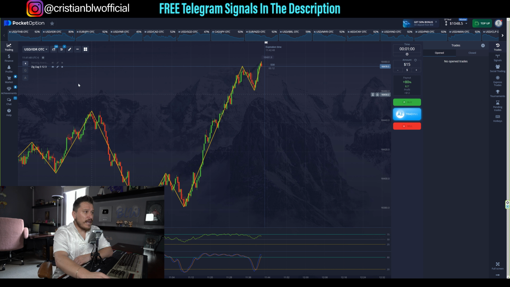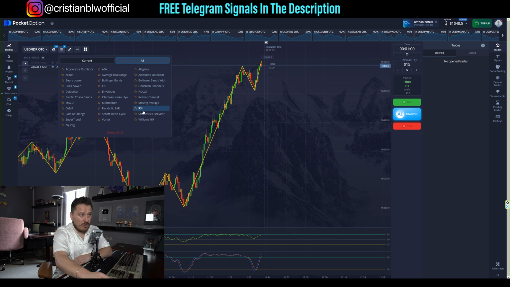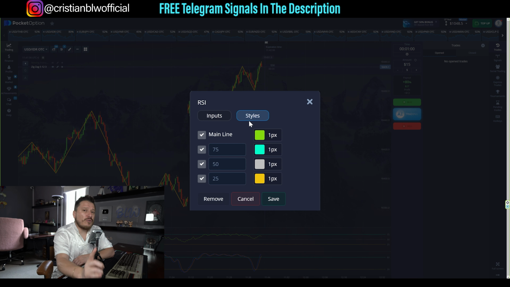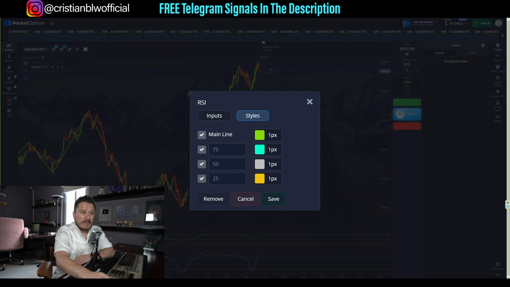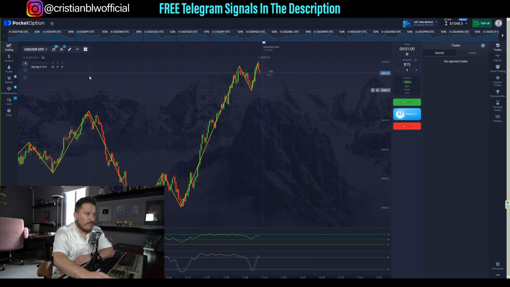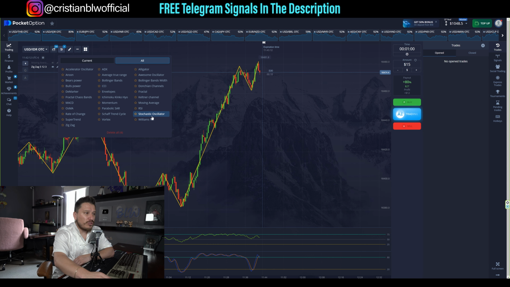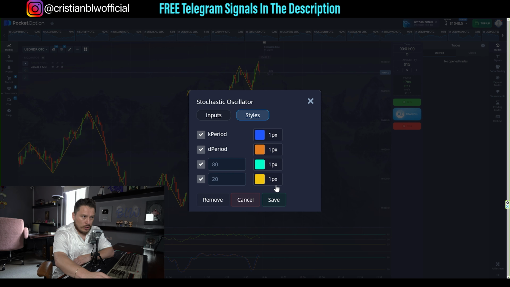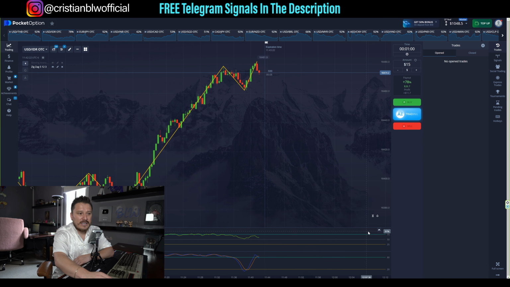Simple, right? Once you have that, you add a second indicator called RSI, which is this one right here. The period is 14, and the overbought and oversold levels are the ones we're going to change. This one right here is going to be 75, 50 is okay, and 25 is going to be the bottom level, the oversold level. We click on the save button, and then we add the last indicator, called the stochastic oscillator. The settings for this one are 14, 3, and 3, SMA, that's fine. And the levels are 80 and 20. We're good to go there. If I went too fast on the settings, make sure you rewind the video a little bit so you can check it out.